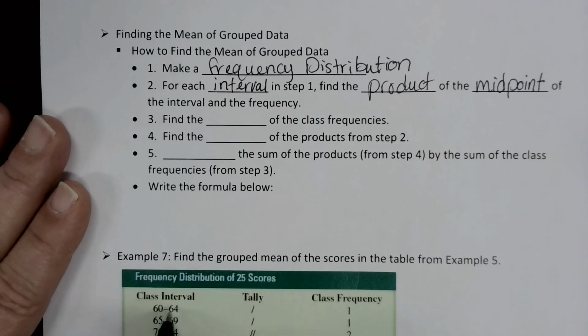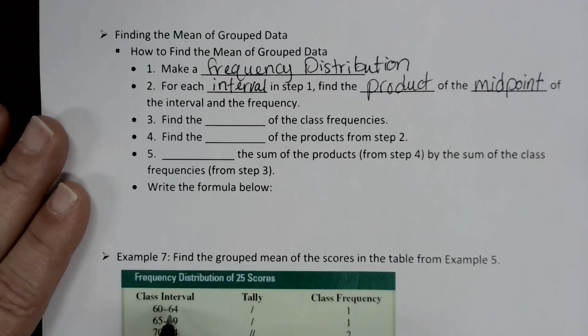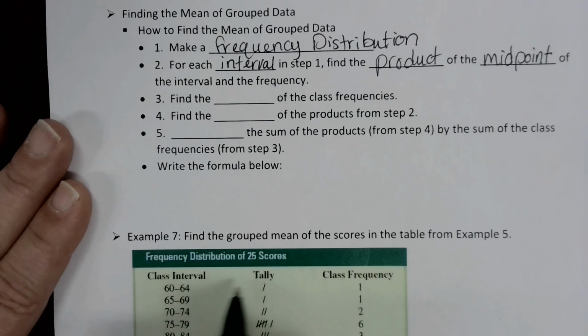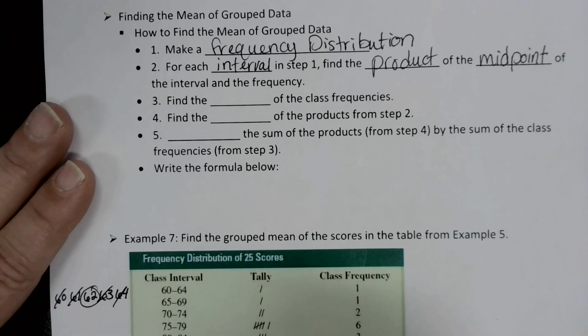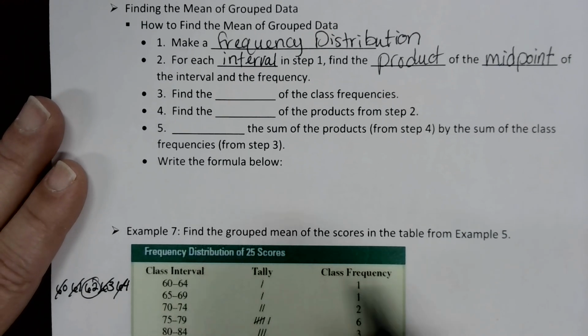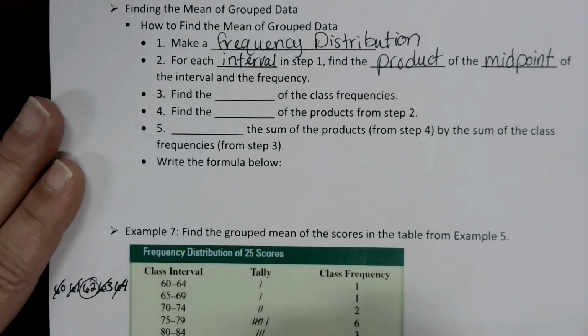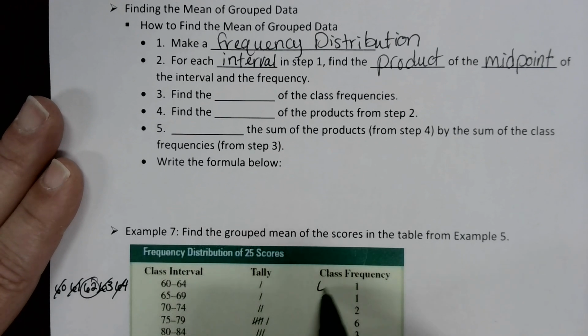Now, I'm going to do one of those so that we can do this together. All right, let's take this first class interval, 60 to 64. What number is exactly in the middle of that? Well, 60, 61, 62, 63, 64. What's right in the middle? If I just start knocking them off, bam, there's 62. So we're going to take that number and multiply by the frequency. So 62 is our middle number for this. I'm going to write it over here by the class frequency so we know what we're doing. 62 times 1 is 62.